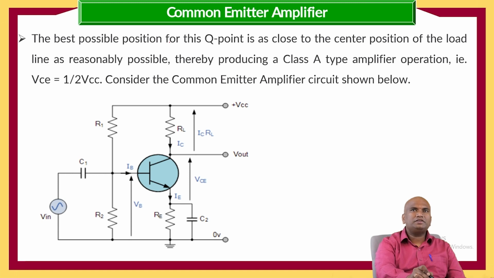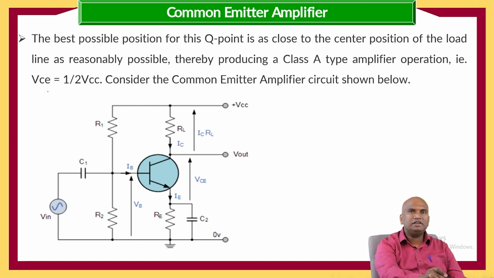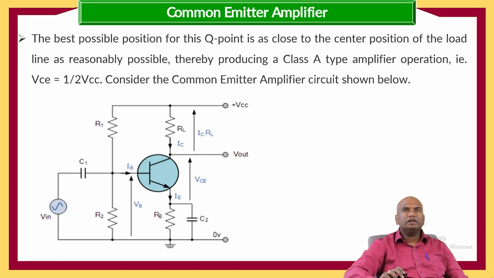Here, the best possible position for this Q point is as close to the center position of the load line as reasonably possible, thereby producing class A type amplifier operation, that is VCE is equal to half into VCC. Collector to emitter voltage is equal to 50% of the collector supply voltage.